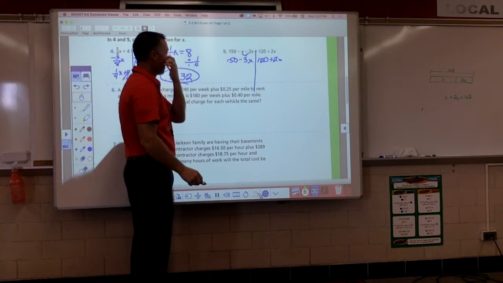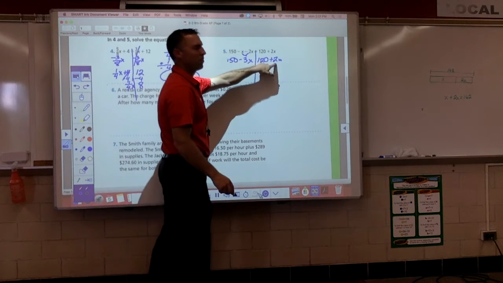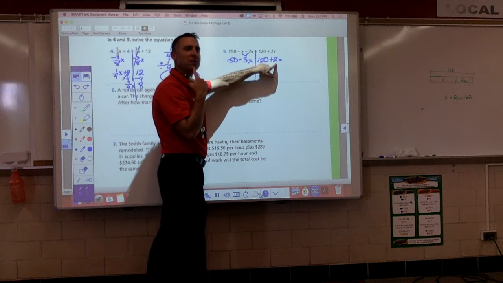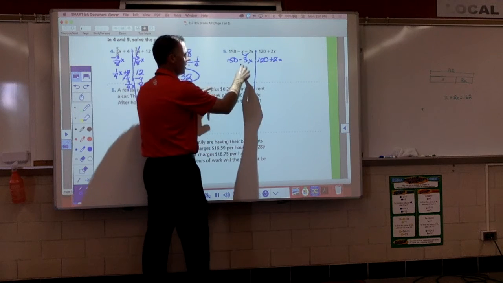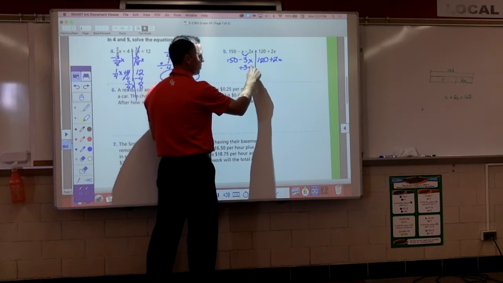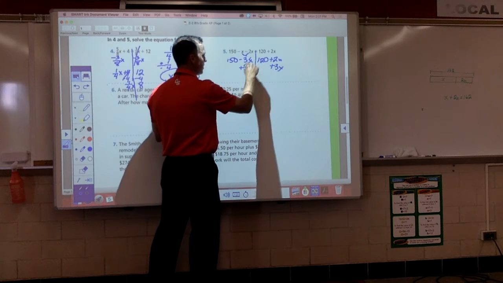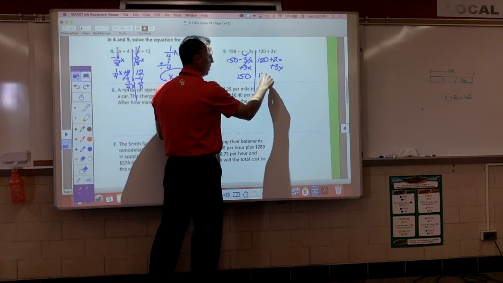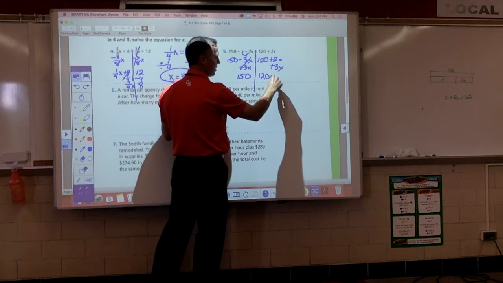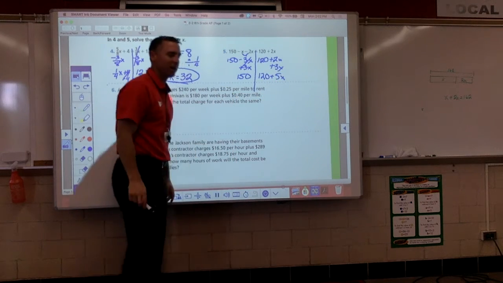Move the smaller variable term. Negative 3 or positive 2? Which one's smaller? The negative 3 is. So we have to do the opposite of it, so we're going to add 3x to both sides. 150 here, 120. Well, 2x plus 3x, combine like terms, that gives you 5x.